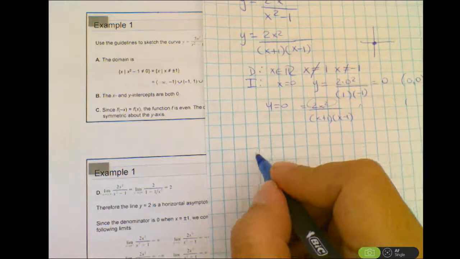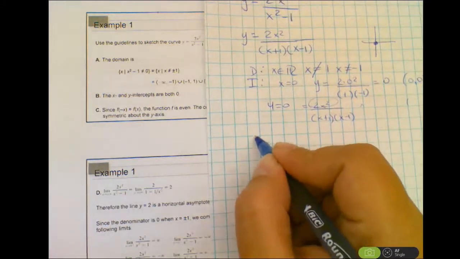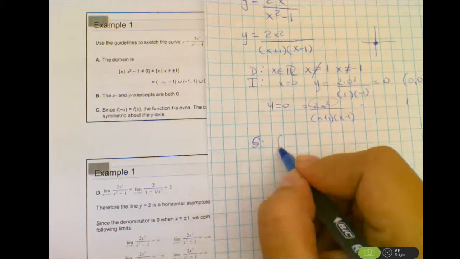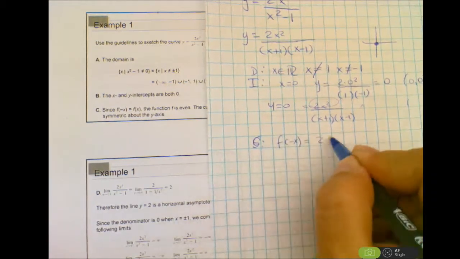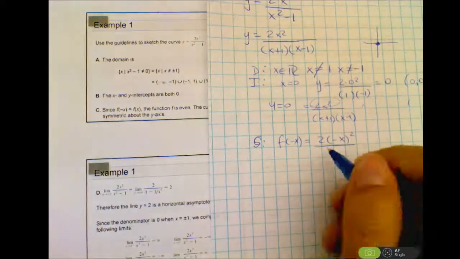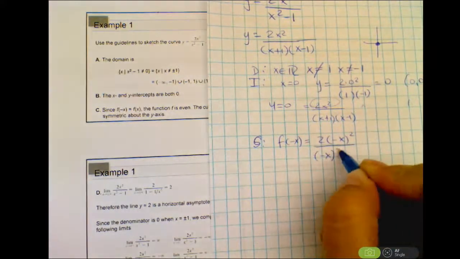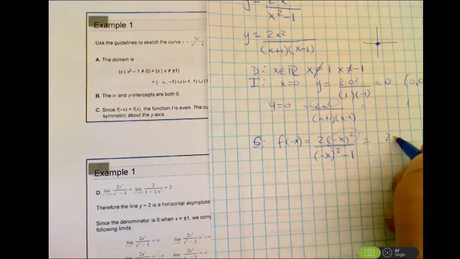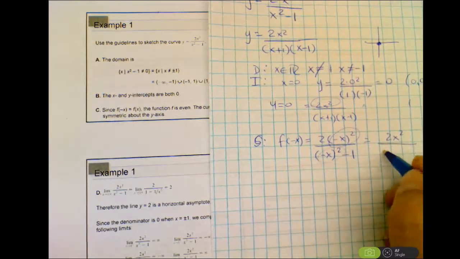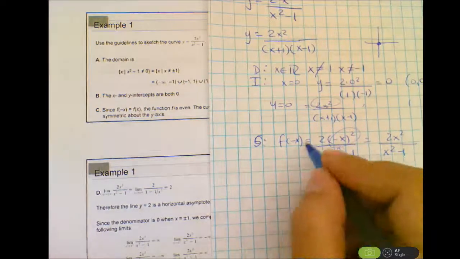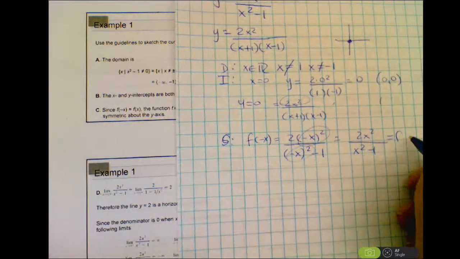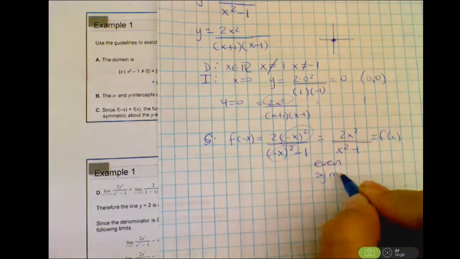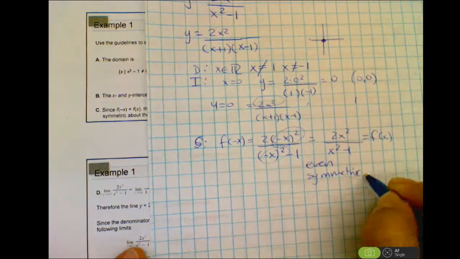Now, for symmetries, this is something that you don't have to check every time, but then you have f of negative x would be 2 times negative x squared, over negative x squared minus 1. This is the original one. You know this is an even function, so that's the same, and this is also an even function, so that's the same. So f of negative x ends up being the same as f of x, so you know the function is even, and therefore is symmetric with respect to the y-axis.